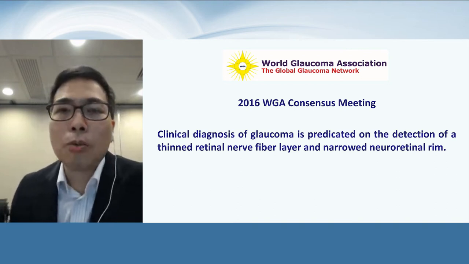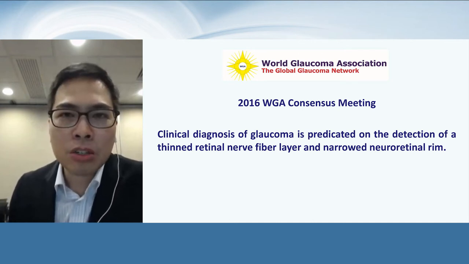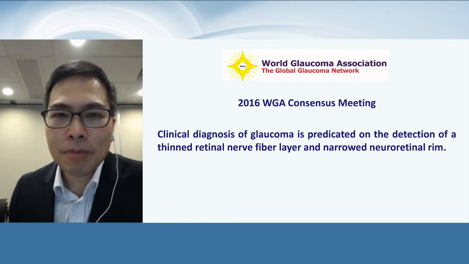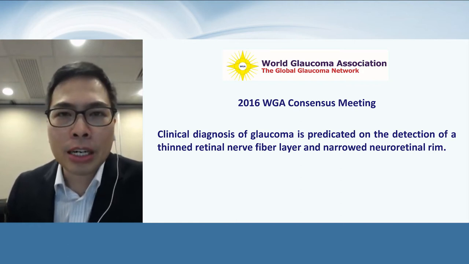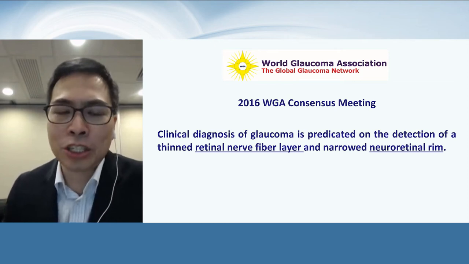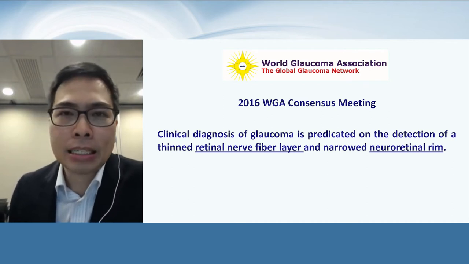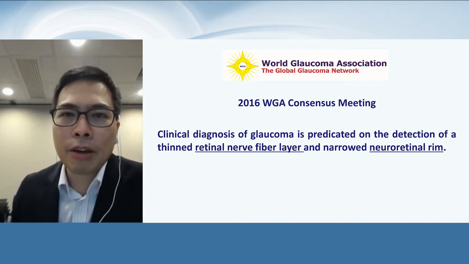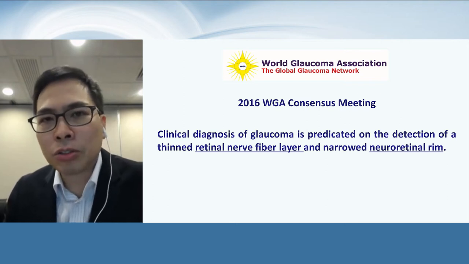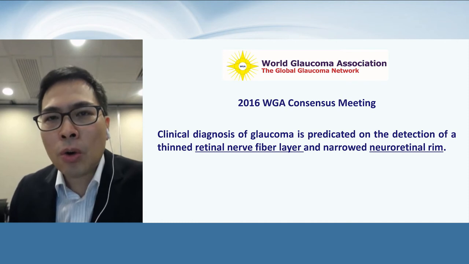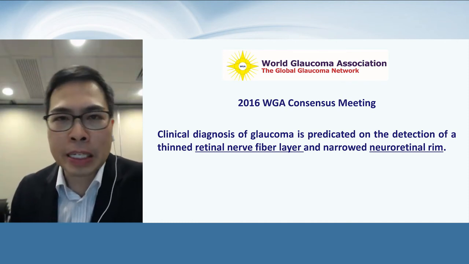Now with OCT, we have the opportunity to measure objectively the retinal nerve fiber thickness and the neuroretinal rim dimension. We have been using retinal nerve fiber measurements to diagnose and monitor glaucoma for a long time. That's why in the literature, we have more data coming from retinal nerve fiber layer measurements for monitoring of glaucoma compared with neuroretinal rim measurements. So in this talk, I will be focusing more on using the retinal nerve fiber layer for monitoring of glaucoma.